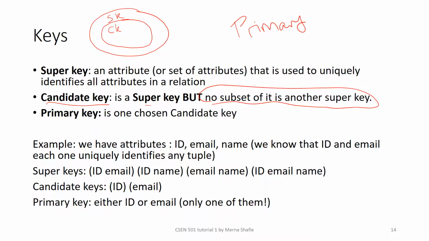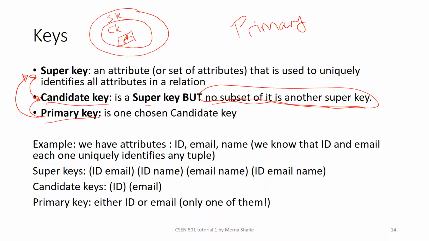Fine. So what is the primary key in this case? The primary key is one chosen candidate key. What is it at the end of the day? It is exactly one chosen candidate key. That means the primary key is a candidate key, and a candidate key is a super key. So in the end, the primary key is a super key, but with the constraint that no other subset of it is a super key. Okay.